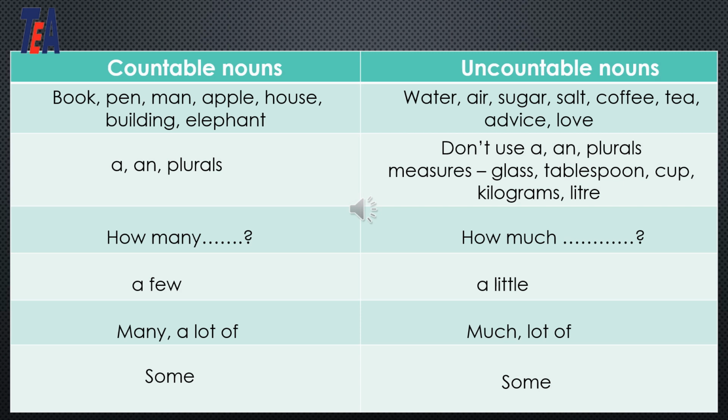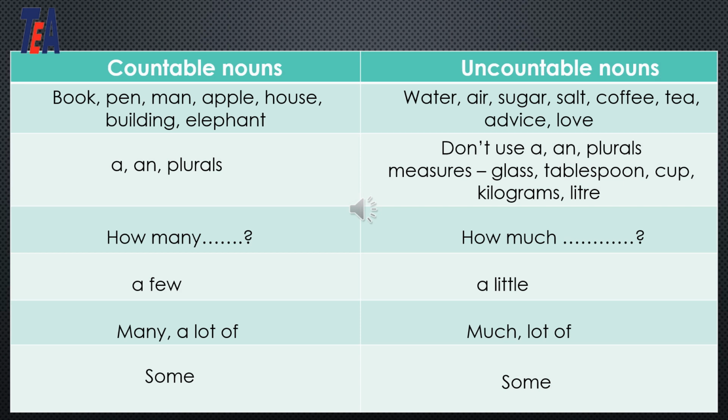And love and advice are abstract nouns because they are feelings and ideas. Most abstract nouns are uncountable. So with uncountable nouns, we cannot use plurals and we cannot use a and an. That is very important. But we can use units to talk about quantity.